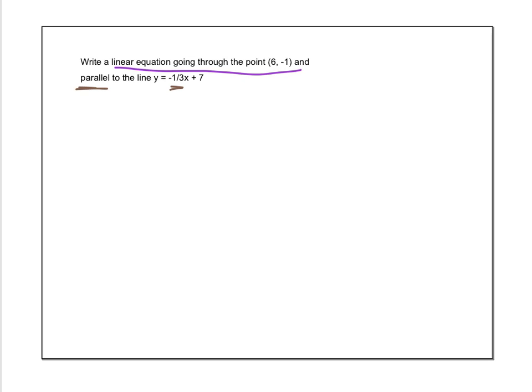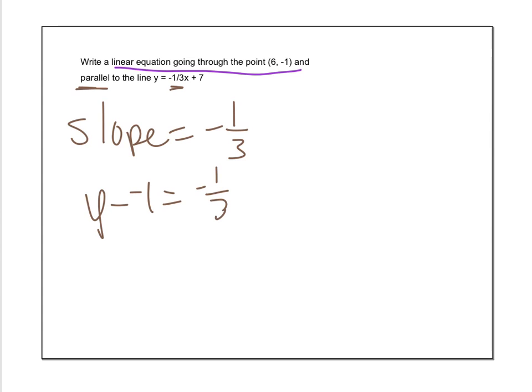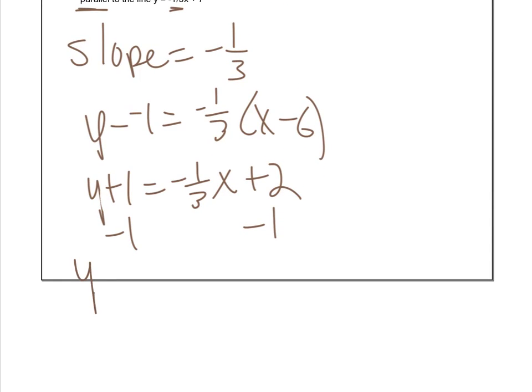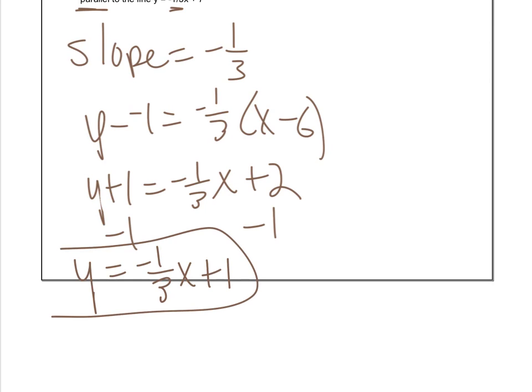So parallel means I want that same slope. So my slope is going to be negative 1/3. So I've got y minus a y value equals slope times x minus the x value. That's y plus 1 equals negative 1/3 x plus 2. Subtract 1, subtract 1. So y is going to be equal to negative 1/3 x plus 1. Bam.